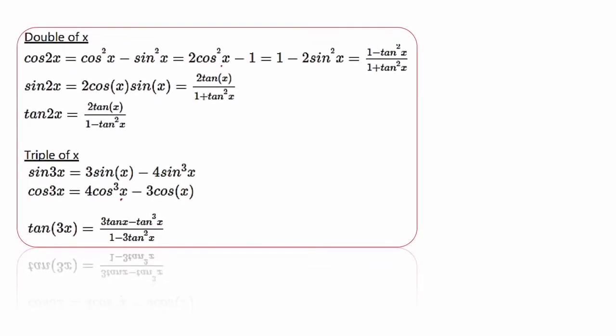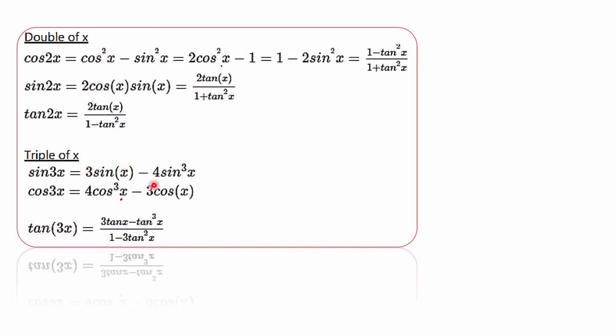Next, let's recall some formulas which we have learned in class 11, that is double of x and triple of x formulas. Cos 2x has 4 formulas: cos square x minus sin square x, 2 cos square x minus 1, 1 minus 2 sin square x, and (1 minus tan square x) by (1 plus tan square x). Then sin 2x is 2 cos x sin x and 2 tan x by (1 plus tan square x). Tan 2x is 2 tan x by (1 minus tan square x).